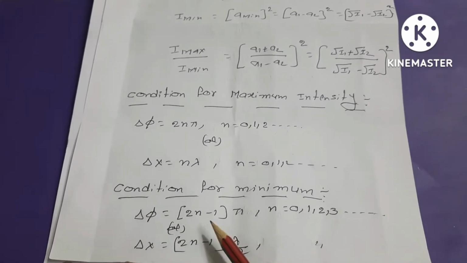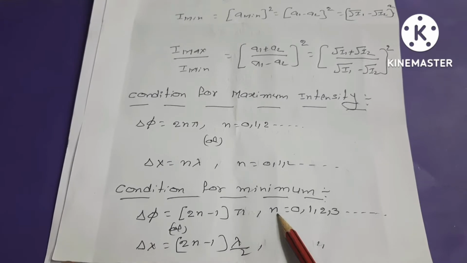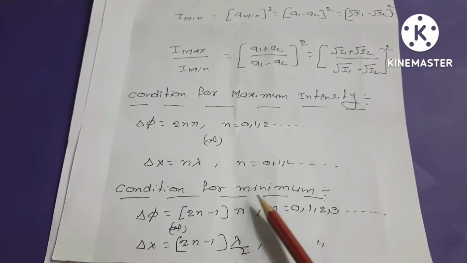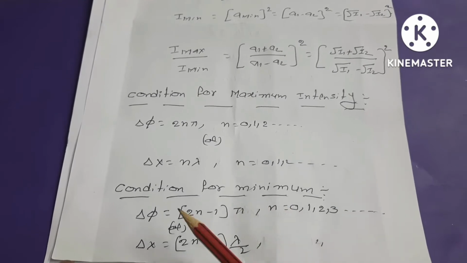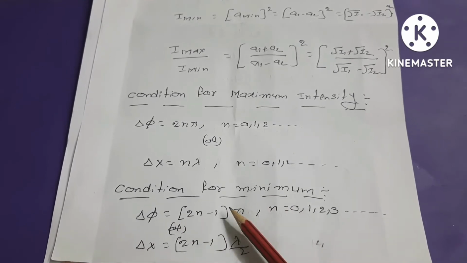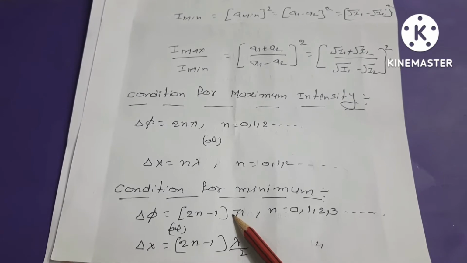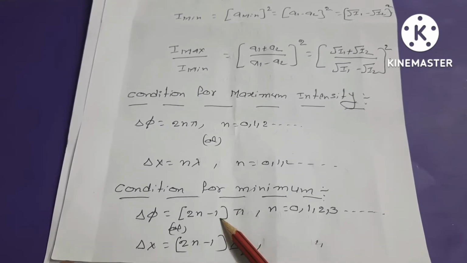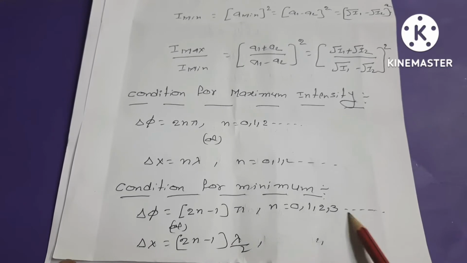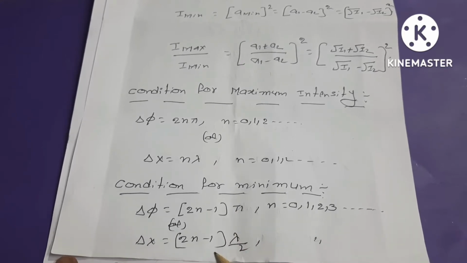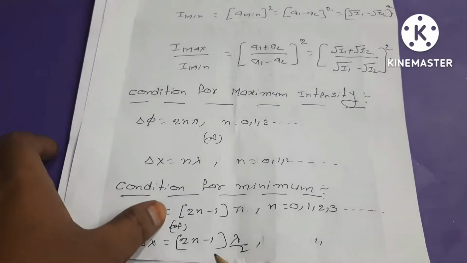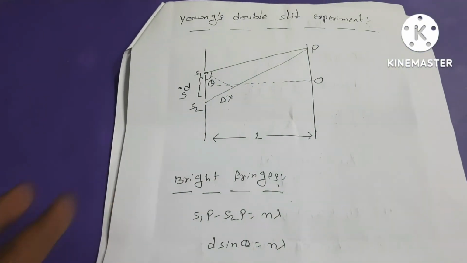minimum. For minimum we take (2n minus 1) into pi. This is the condition for minimum, which means the dark band. In interference we get alternate dark and bright bands. This is the phase difference, and this is the condition for the dark band, where n is 0, 1, 2, 3 but the expression is (2n minus 1) into pi. Similarly, the path difference is (2n minus 1) into lambda by 2.